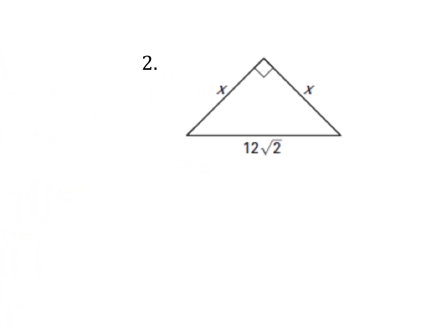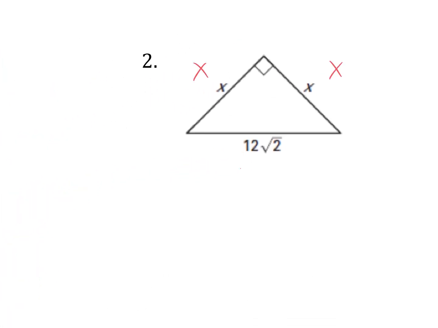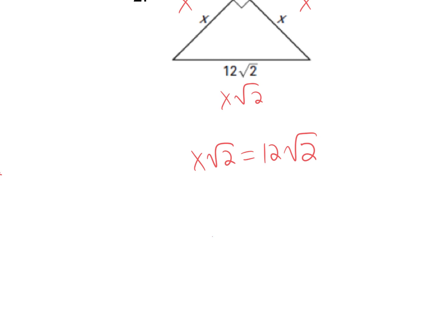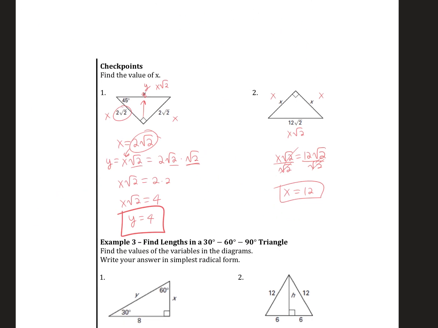Okay, are these labeled okay? Let's see here. These are both x. This is x square root of 2. So we take what we have and we set it equal. We know that x square root of 2 equals 12 square root of 2. So what is x going to be? Well, x has to be 12. And if you're not sure, it's multiplied by square root of 2, so we can divide by square root of 2 on both sides. These are both going to cancel. And then we get x equals 12. All right, sounds good.